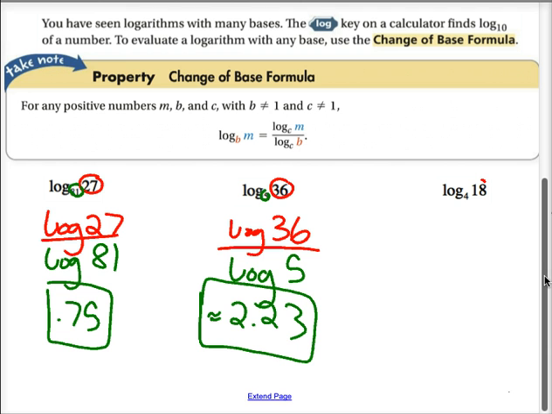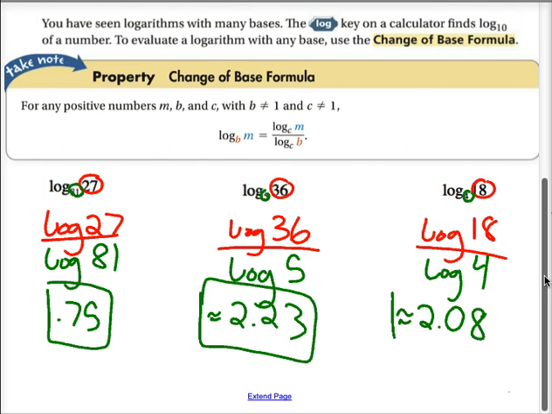And one last time, log of my big number, my main number, divided by the log of the base, log 18 divided by log of 4, and you should get about 2.08. So again, what does this change of base do? All it's doing is letting us type it into the calculator. It's giving us a way to put these into the calculator so we can get the exact values for them.